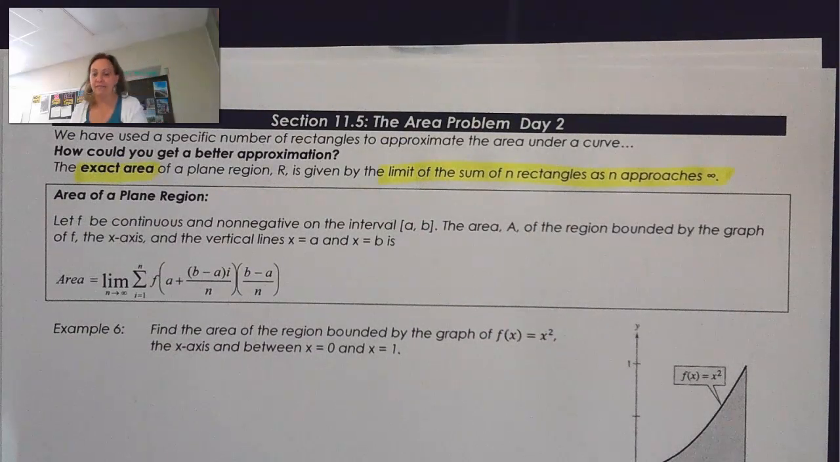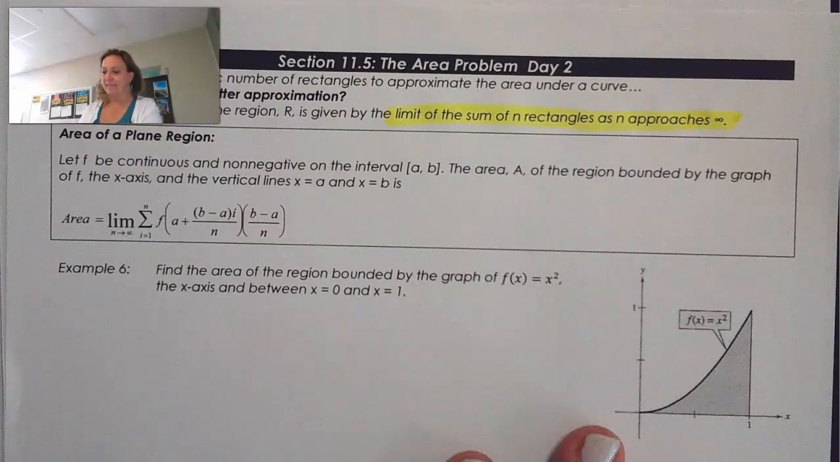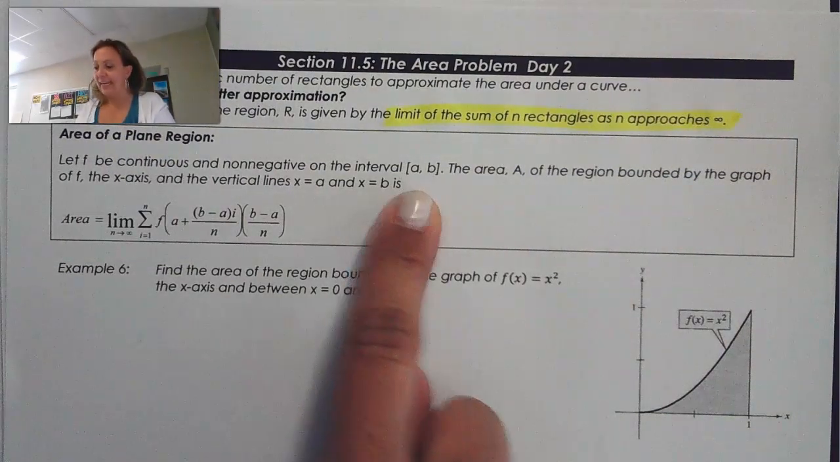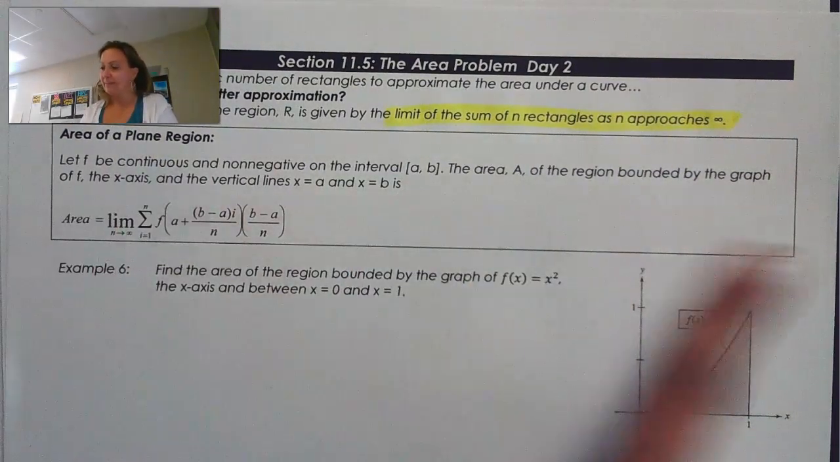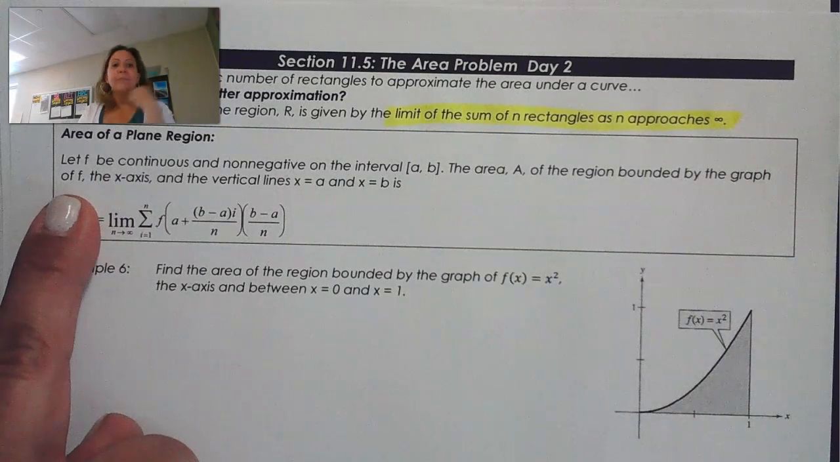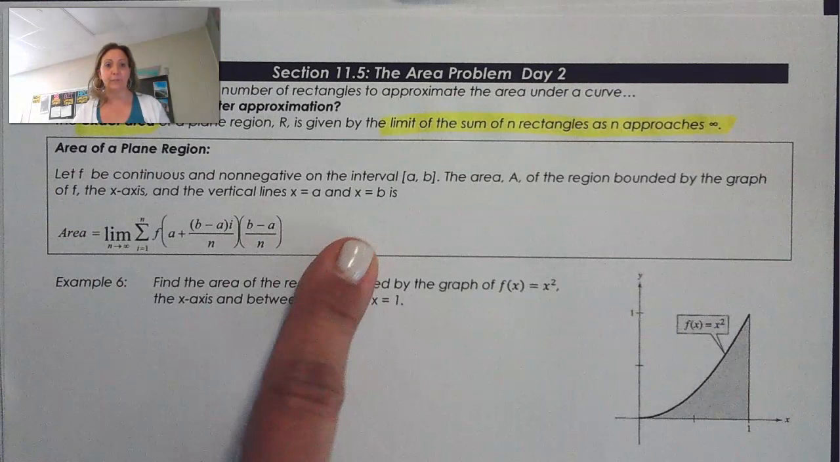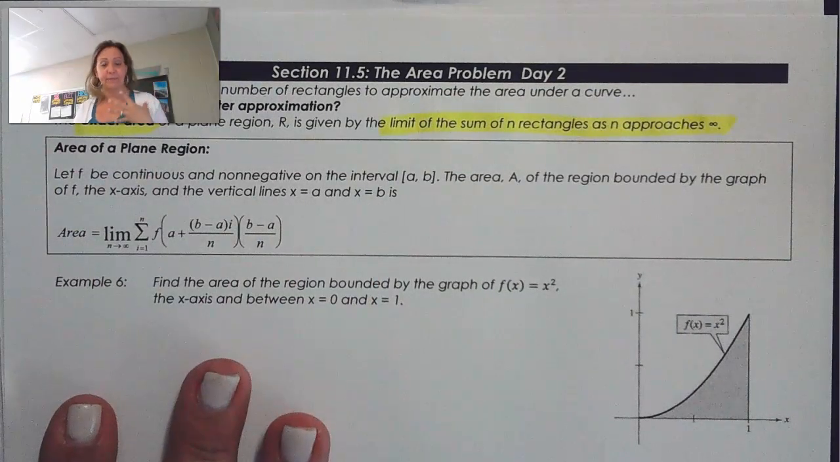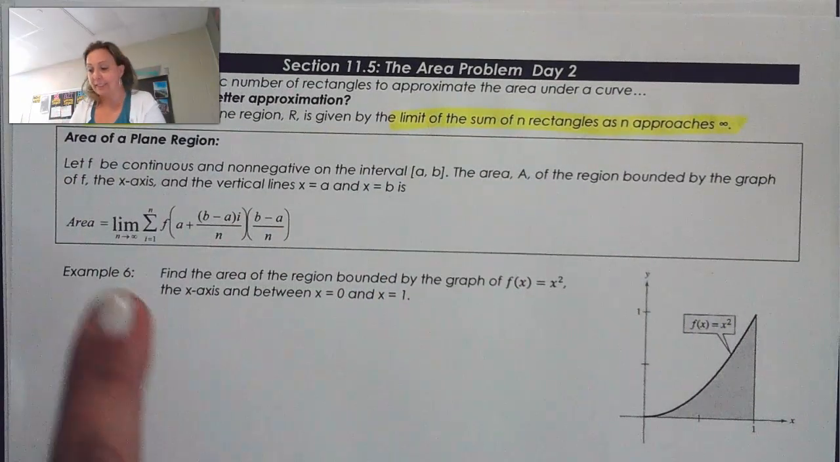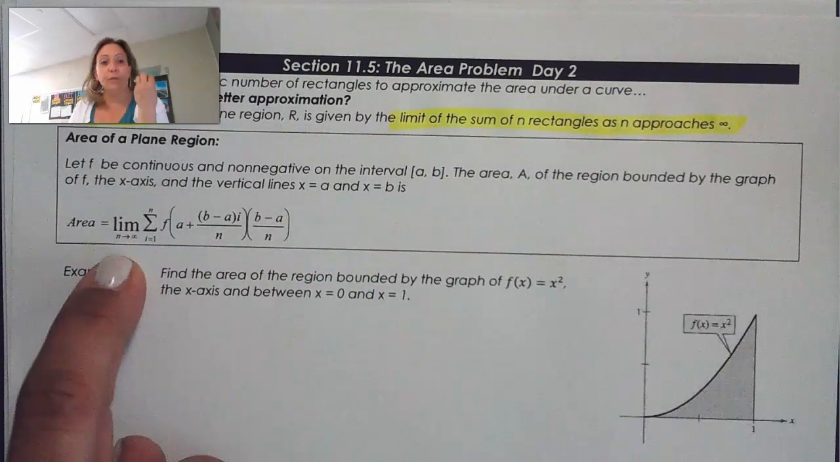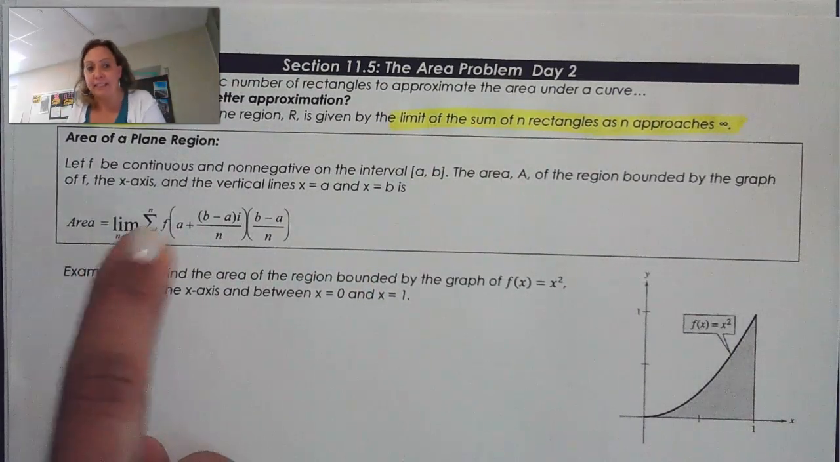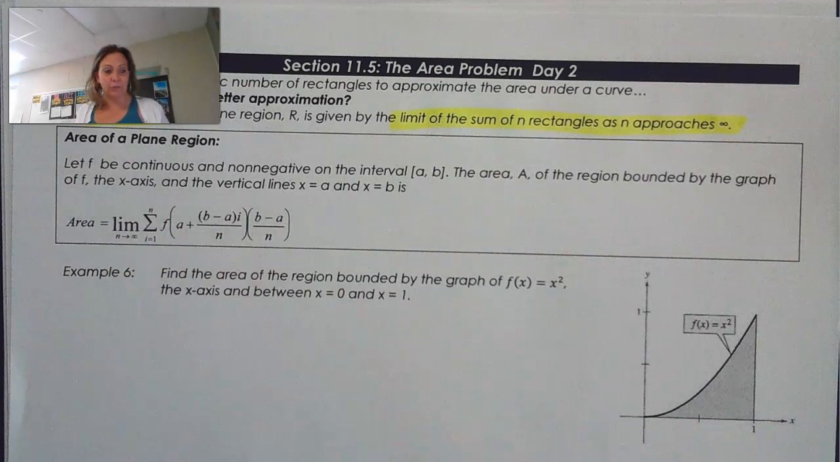So let's let f be a continuous and non-negative function on the interval a to b. Then the area of this region that's bounded by the graph of f, the x-axis, and the vertical lines x equals a and x equals b is going to be given by this, okay? So this looks like a hot mess, all right? But what we're doing is taking the limit of this sum as n goes to infinity. Let me try to spell this out for you.